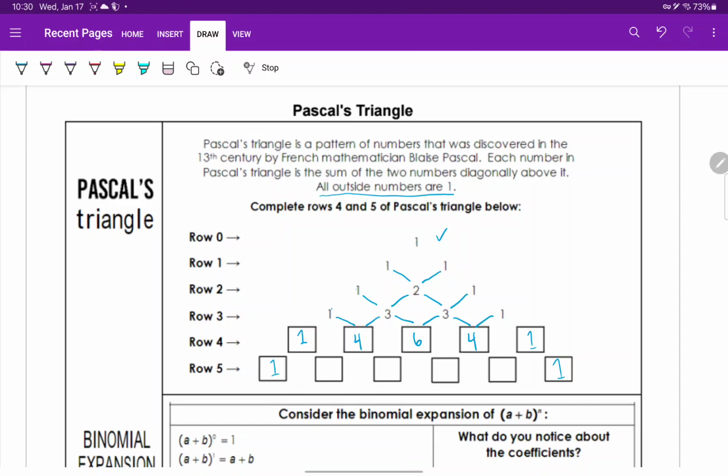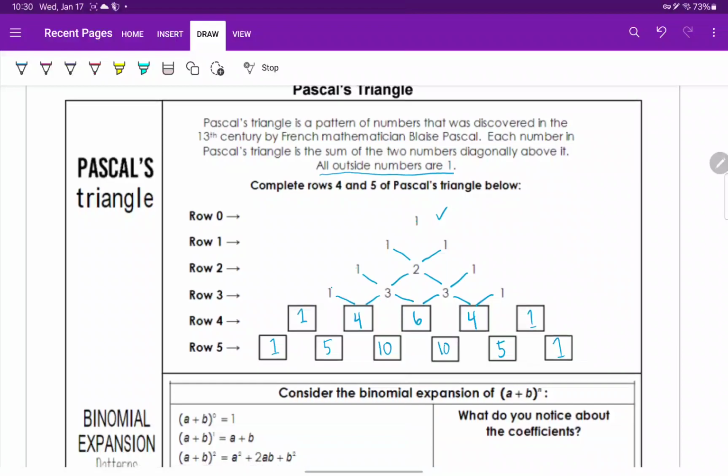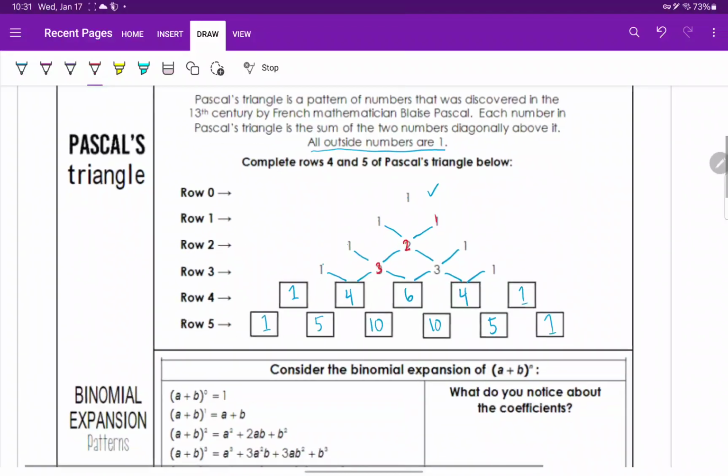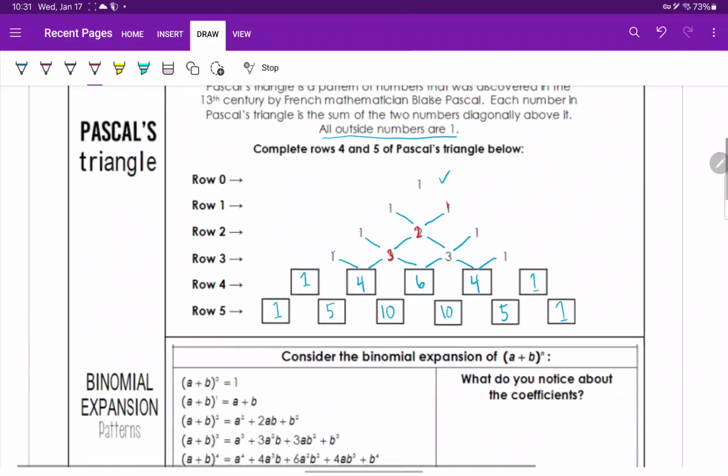And the next one, you would do the same thing. 1 plus 4 is 5. 4 plus 6 is 10. 6 plus 4 is 10. And then 4 plus 1 is 5. And the 1 is already there. Now, one thing you may also notice is that these numbers right here go 1, 2, 3, 4, 5, and on the other side does the same thing as well. So that's another pattern I see.